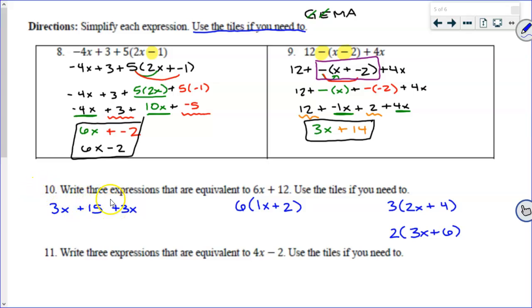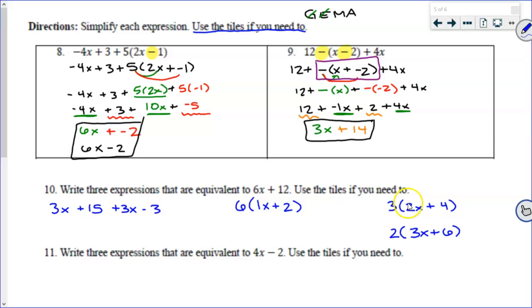And now I have 15 unit tiles, but what's my goal? 12. So what do I need? Plus a negative 3. So when I combine 15 and 3 negative unit tiles, that will give me 12. But remember, we can also write plus a negative as minus 3, and then it's disguised even more. Come up with another one.